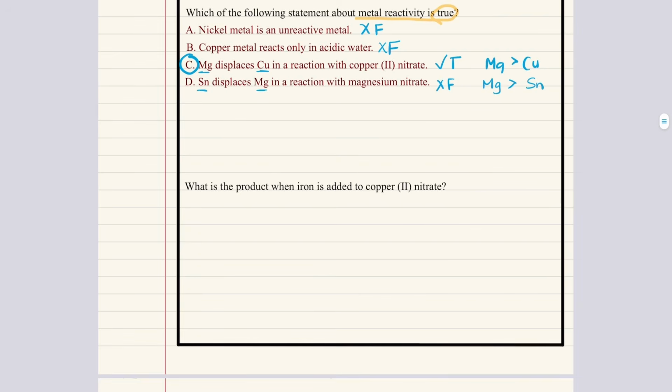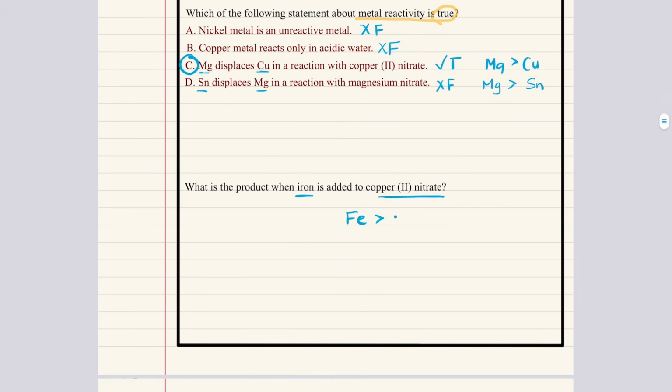For the second question, what is the product when iron is added to copper 2 nitrate? Iron is above copper in the activity series, which means it is more easily oxidized. Iron will lose electrons and become iron 2 ions in solution, while copper 2 ions will gain those electrons and become copper metal. So the products are iron 2 nitrate in solution and solid copper forming on the metal surface.